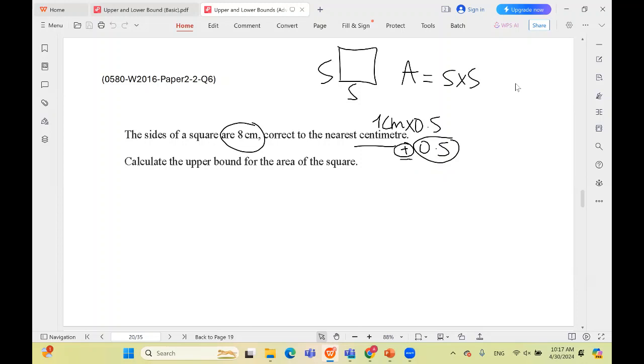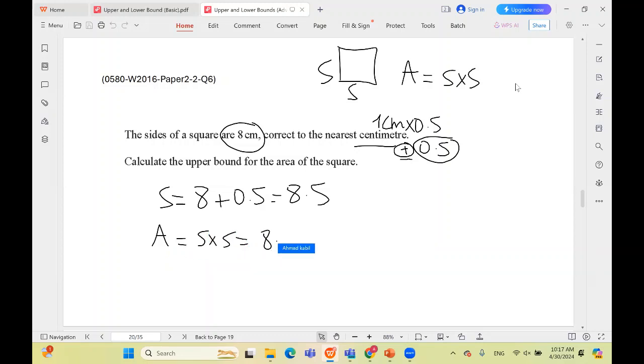So S equals 8 plus 0.5, which is equal to 8.5. So A equals S times S, which is 8.5 times 8.5. And the answer can be obtained using the calculator. 8.5 times 8.5 gives us 72.25, and this is our final answer.